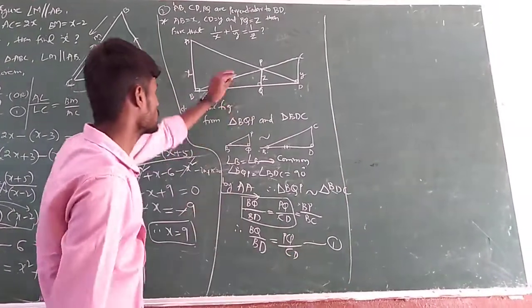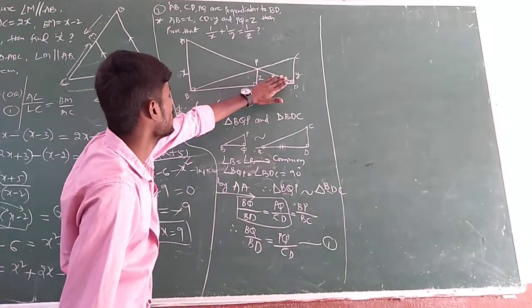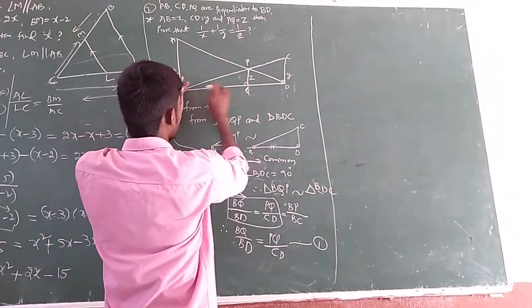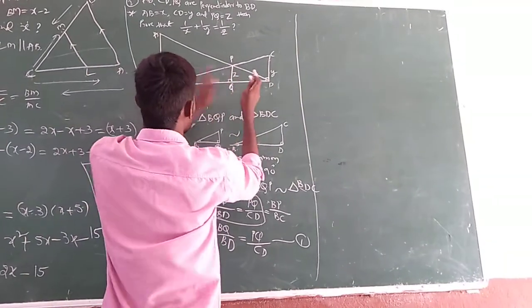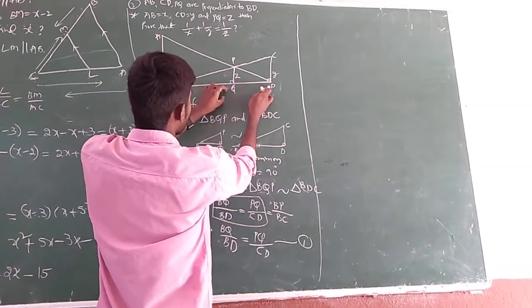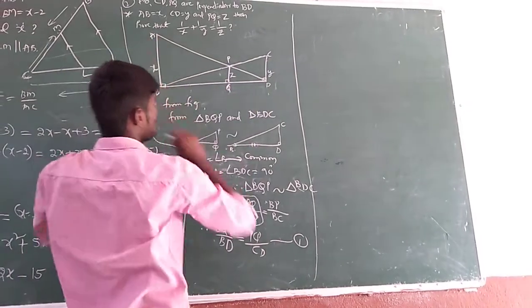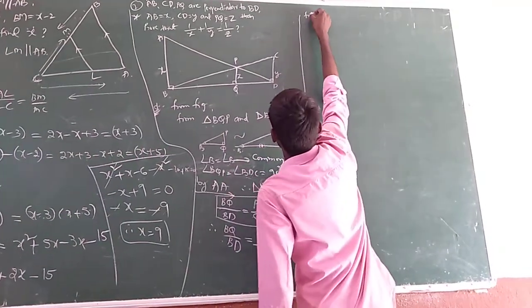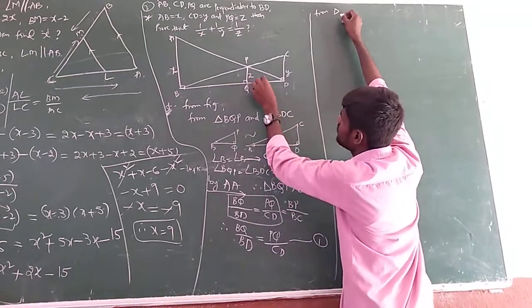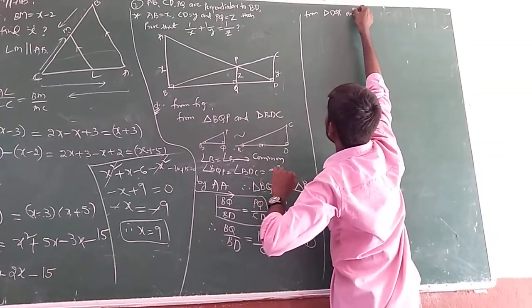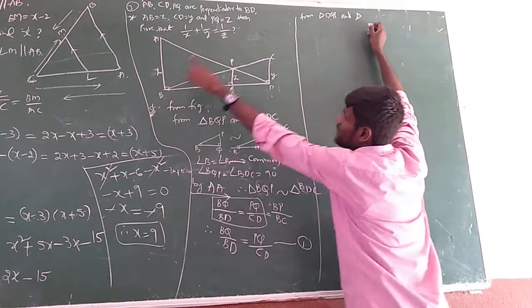So this is from these two triangles. Similarly, if you observe on the left side, this is the right side, BQP and BDC is the right side. On the left side, we are getting one smaller triangle, DQP, and the triangle DBA.